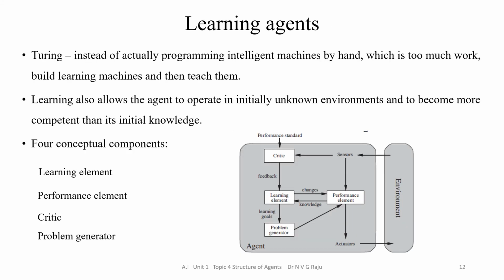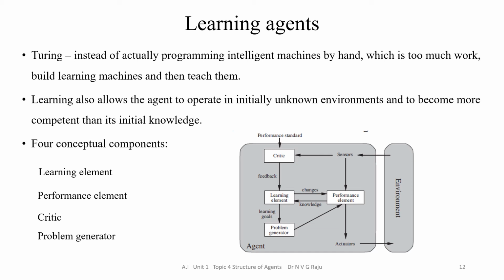Learning agents. According to Turing, instead of actually programming intelligent machines by hand, which is too much work, build learning machines and then teach them. Learning also allows the agent to operate in initially unknown environments and to become more competent than its initial knowledge alone might allow.